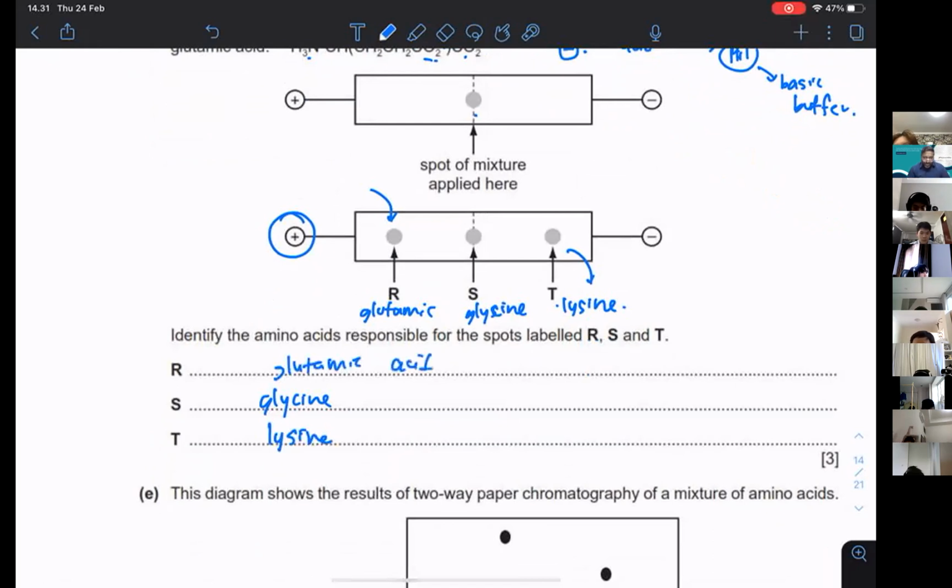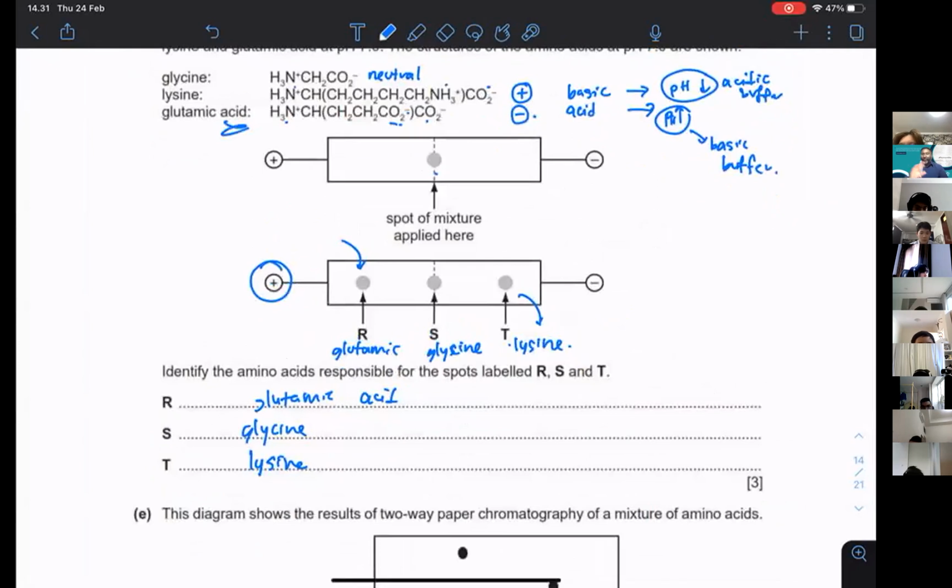You don't just look at glutamic acid and say it is acidic. Don't look at it like that. You cannot depend on that all the time. You need to determine it based on the molecule itself.